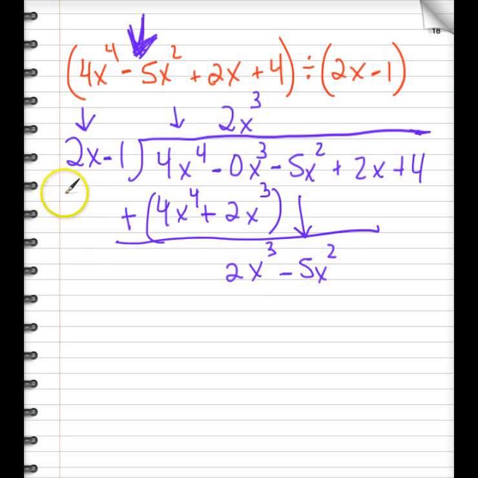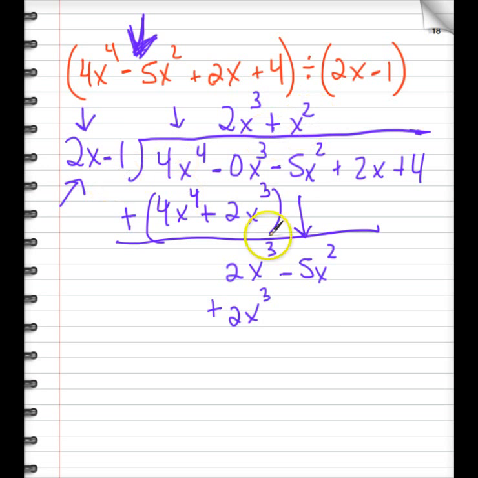And you ask yourself the question, 2x times what gives you 2x cubed? Well, you already got the 2. To get x to go to x cubed, you need a positive x squared. Multiply back. x squared times 2x is 2x cubed. Again, these have to match. If they don't, something went wrong.